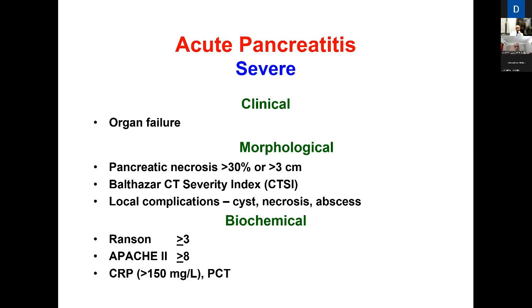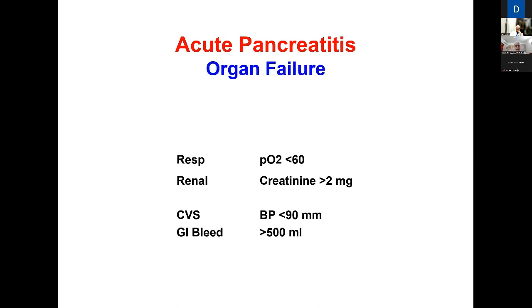They are more used when you are doing some kind of a study or a research protocol where you want to objectively compare between groups of patients. Now, organ failure is an indication of severity of acute pancreatitis, and the organs which commonly fail are, in order of importance, respiratory, where PO2 is less than 60, creatinine more than 2 milligram, cardiovascular in the form of hypotension, and significant GI bleed.